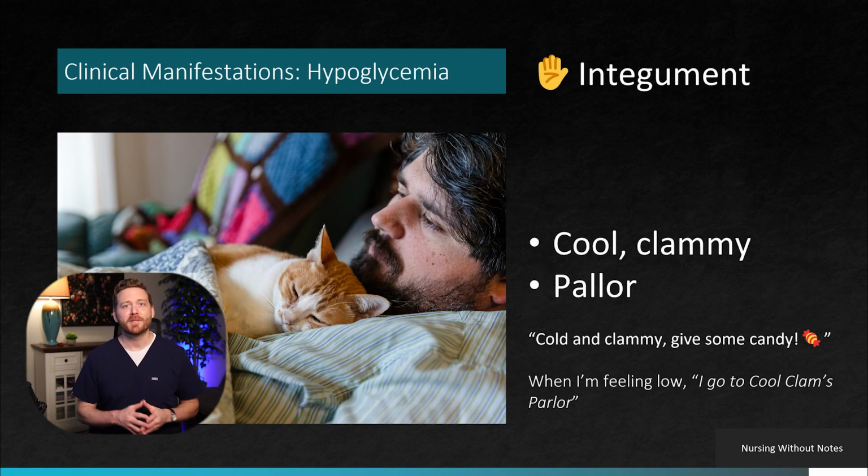Now, onto integumentary manifestations. You may have heard the old adage, if they're cold and clammy, give them some candy. Well, that saying remains an excellent mnemonic to this day. As mentioned earlier, the surge in adrenaline triggered by low blood glucose levels leads to blood vessel constriction and sweat gland activation. Consequently, individuals may appear cold and clammy, accompanied by pallor, giving them an unhealthy pale appearance.